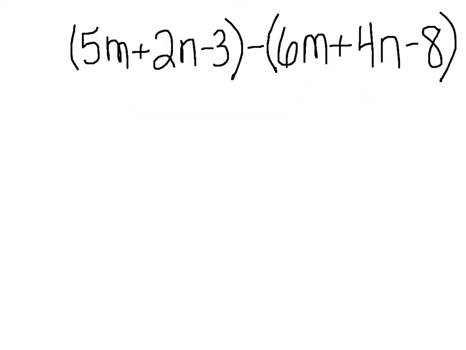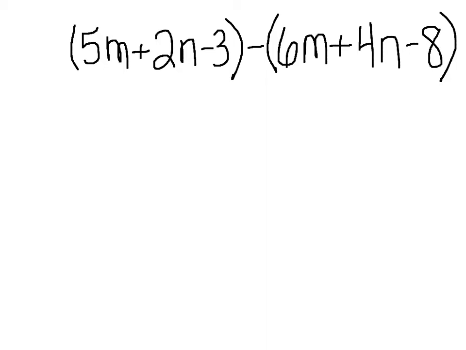Let's look at this first example. We have 5m plus 2n minus 3 minus 6m plus 4n minus 8. Again, we have two different forms of subtracting the polynomials. We have the horizontal form and we have the vertical form. You are not limited to one or the other. You can do which one you're most comfortable with. So, this one, I'm going to show you the horizontal form. And remember, step one was to rewrite it as an addition problem.